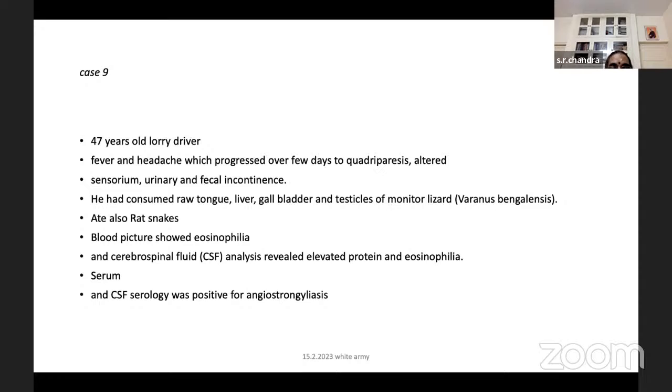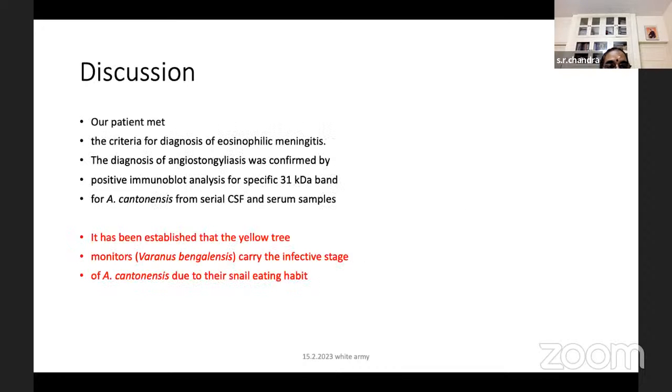Then we did investigation for angiostrongyliasis, which is an infection of the monitor lizard which comes from the snails that it eats. So that's a very, very rare infection. Only when this history was obtained, that was tested, and he had eosinophilic meningitis, and angiostrongyliasis was confirmed by immunoblot analysis, and this person responded to albendazole.